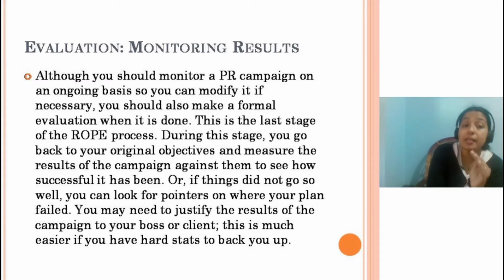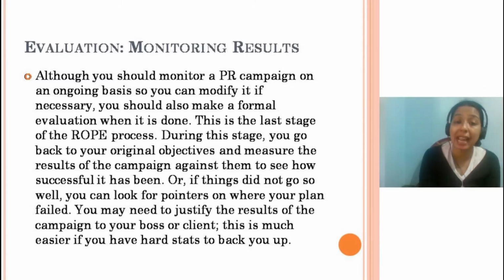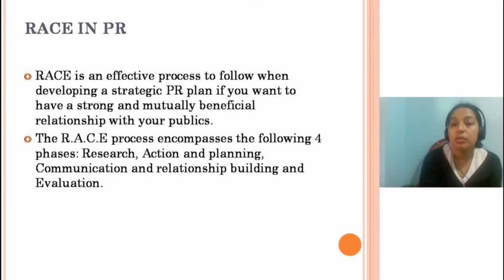So this is the last stage of the ROPE process. During this stage, you can go back to your original objectives and measure the results of the campaign against them to see how successful it has been. Or if things did not go so well, you can look for pointers on where your plan failed. You may need to justify the results of the campaign to your boss or the client. This is much easier if you have hard stats to back you up. So evaluation is very important. So that was all about ROPE.